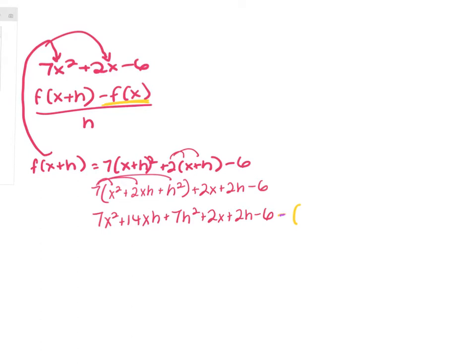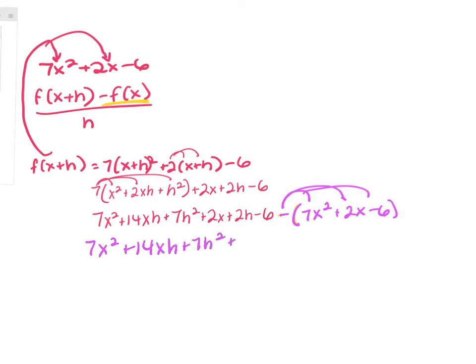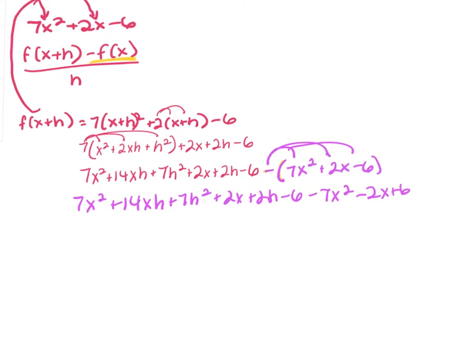That f of x is that whole initial question, 7x squared plus 2x minus 6, which means this minus gets distributed. So 7x squared plus 14xh plus 7h squared plus 2x plus 2h minus 6 minus 7x squared minus 2x plus 6. If you've done that step correctly, things should cancel out.